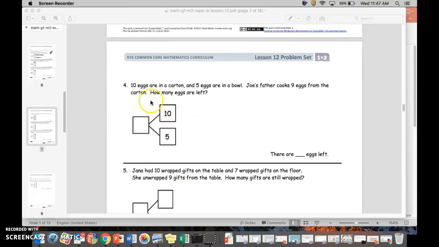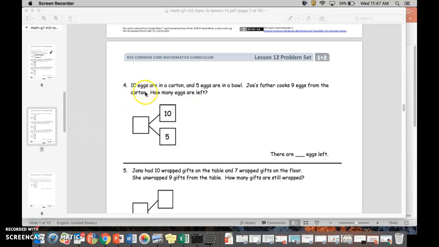Then you need to do number 4. 10 eggs are in a carton. So what's your whole number? You have a total of 10 eggs in a carton, and 5 eggs are in a bowl. Joe's father cooks 9 eggs from the carton. How many are left? Oh, I messed that one up. Scratch that. So, start over.